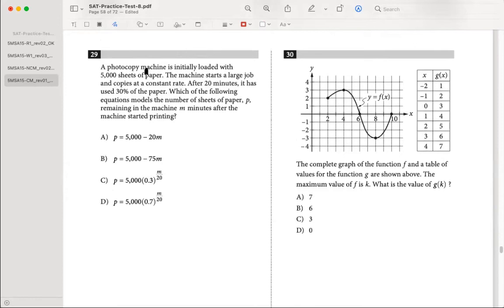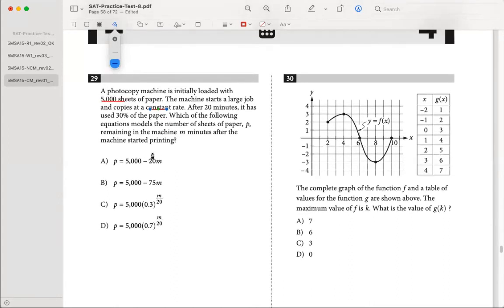Okay. A photocopy machine is initially loaded with 5,000 sheets of paper. The machine starts a large job and copies at a constant rate. After 20 minutes, it has used 30% of the paper. Which of the following equations models this? So every 20 minutes, it'll be dropping 30%. So, 5,000 times 0.3. Okay, copying at a constant rate.